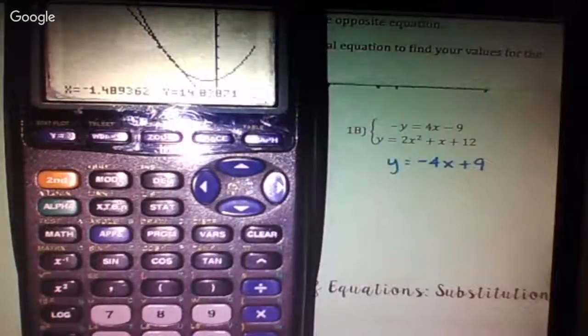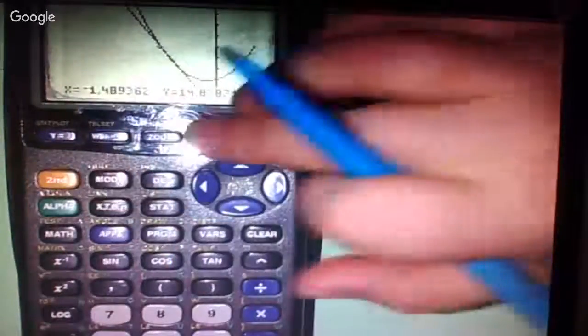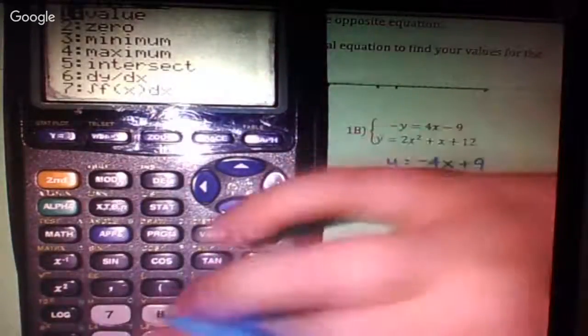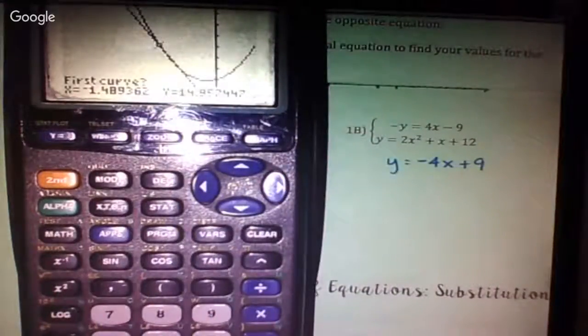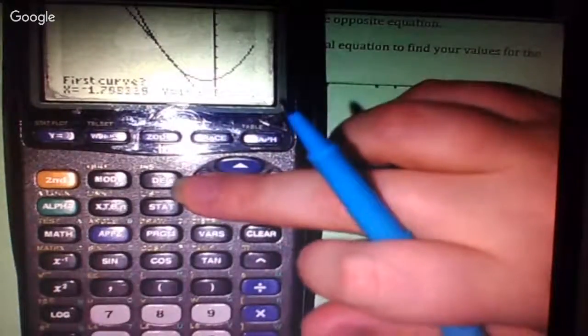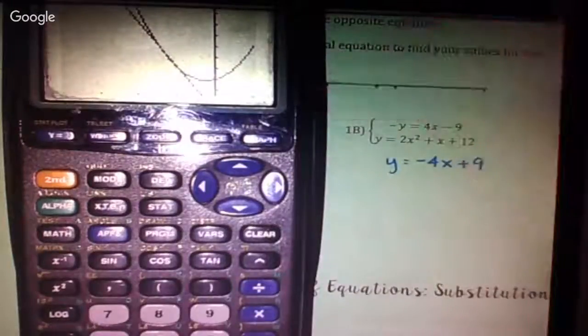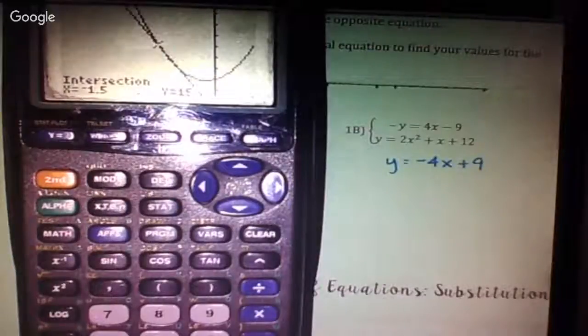Whoa. Kind of looks like 2. A lot more than 2. So what we're going to do is go to second trace and do choice number 5, because it looks like we have one closer up to the left and one farther down to the right. So move the cursor farther up to the left and hit enter, enter, enter. It will move it to where the actual intersection is. So we do have 1 at negative 1.5 and 15.